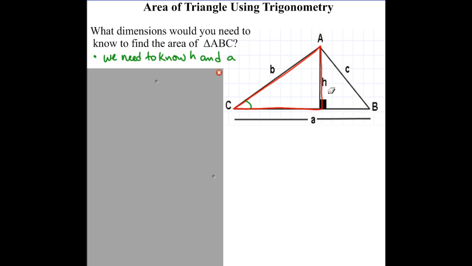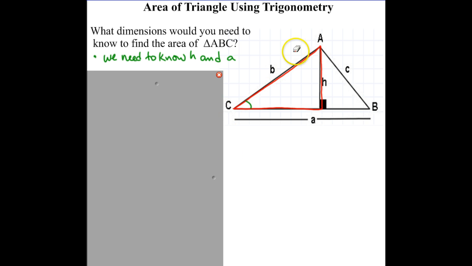Hopefully you considered that we could find the area pretty easily if we knew the a value and the h. We would just multiply those and divide by 2. However, we don't always know h, but sometimes we know a length a, a length b, and an angle measure C, the angle between them. So we're going to derive this formula together.